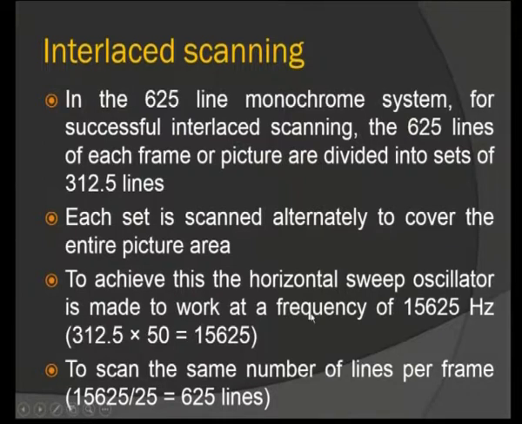The oscillator should work at a frequency of 15,625 Hertz for the horizontal sweep, and to scan the same number of lines per frame, it should be 15,625 by 25, which is equal to 625 lines. The whole set of lines will be scanned with this frequency.